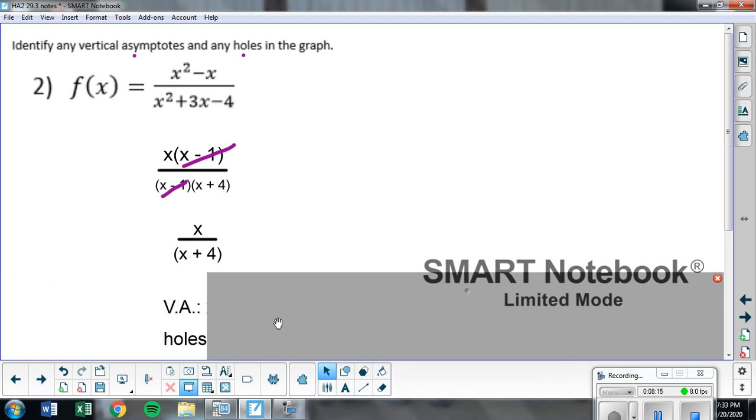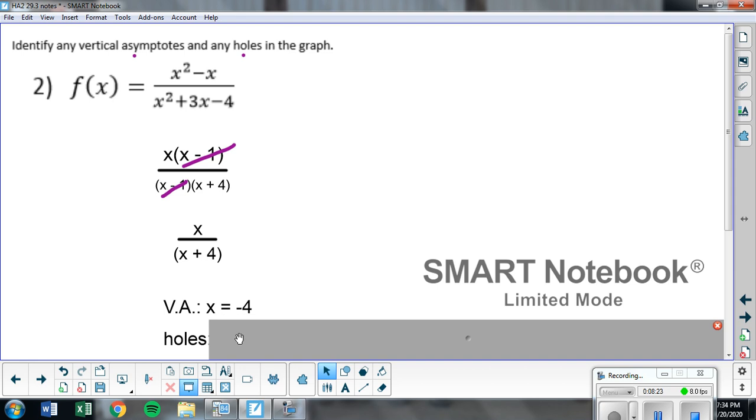Vertical asymptotes. That's going to be a vertical line, and look at your denominator. -4 is where you're not going to have any values. And the hole, that's the new part for today. That comes up here where things got crossed out.